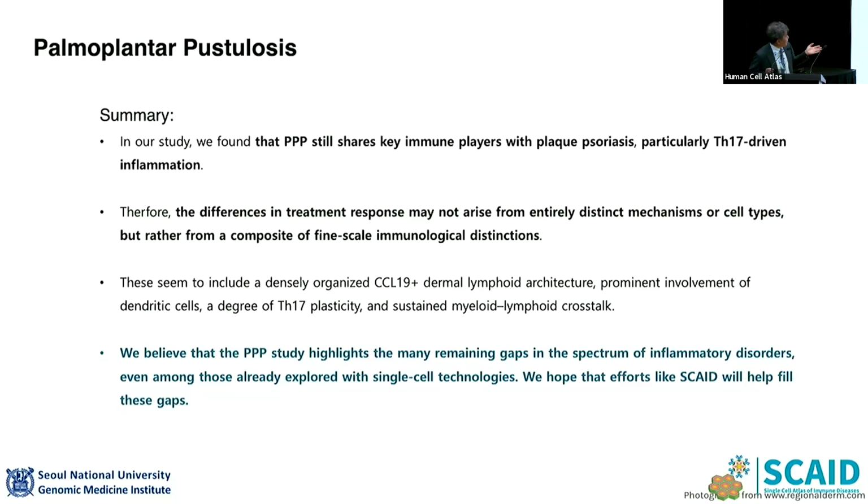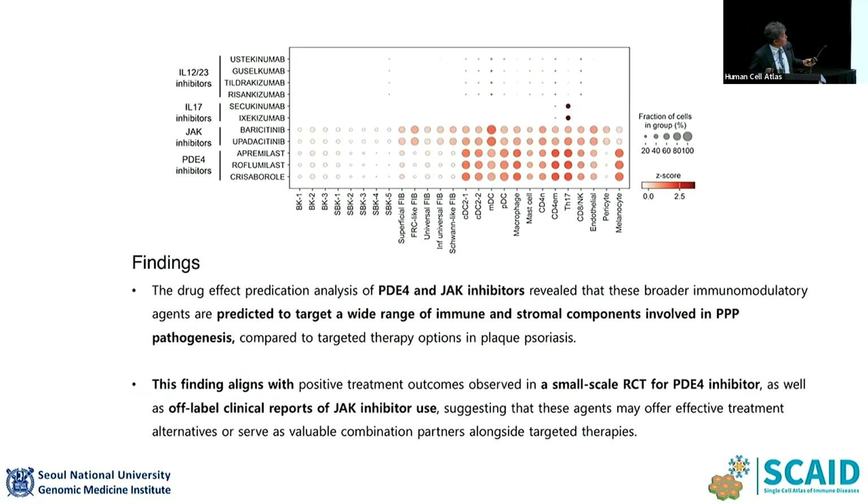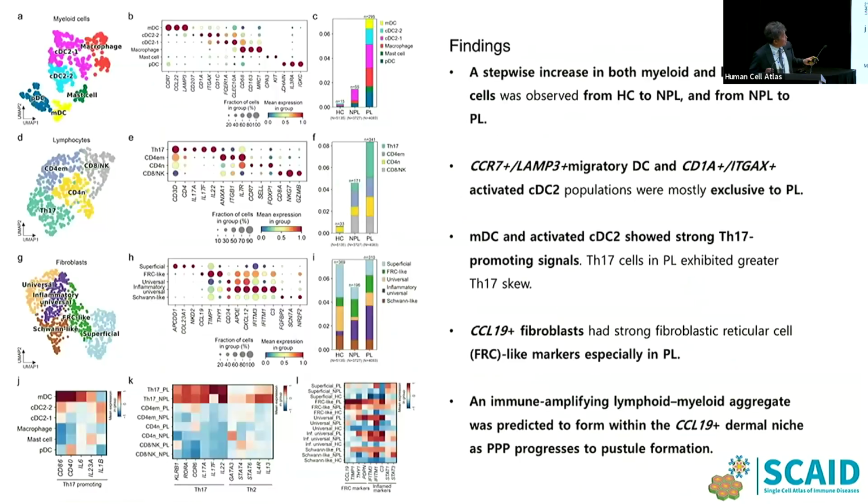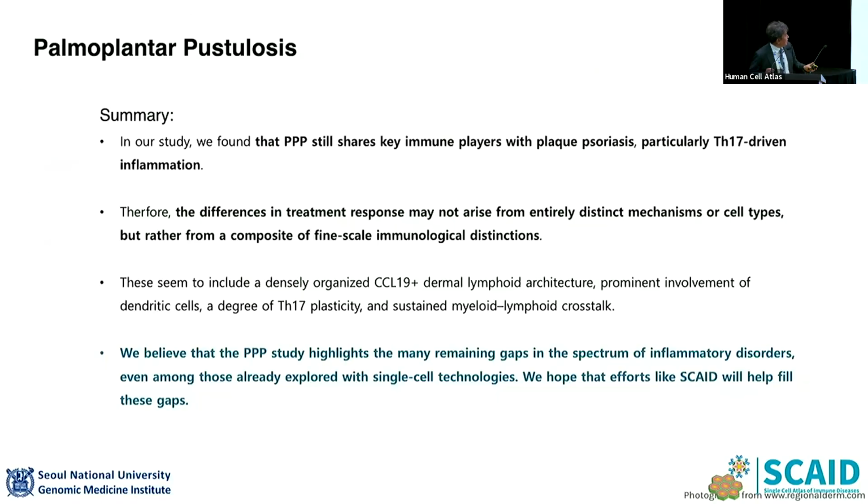And we did single cell and Visium HD, so this is the Visium HD data. In both data, we confirmed a densely organized CCL19 positive dermal lymphoid architecture. So this fibroblast is similar to the lymphoid organs. There is a prominent environment of dendritic cells, a degree of TH17 plasticity, and sustained myeloid lymphoid crosstalk. And we could also suggest some potential target drugs from our data.